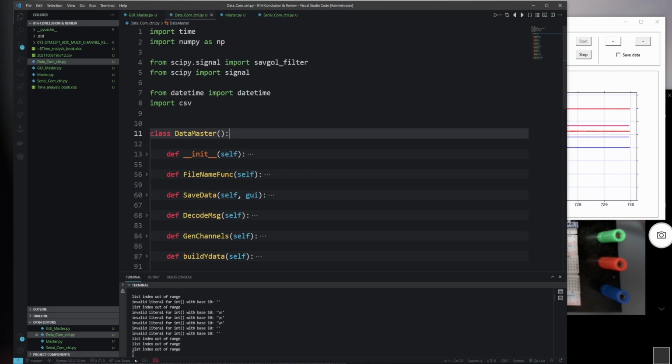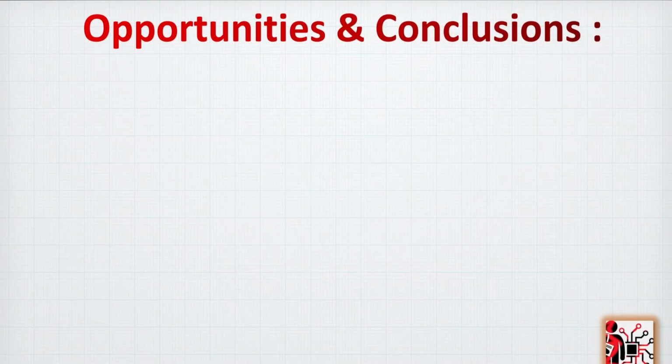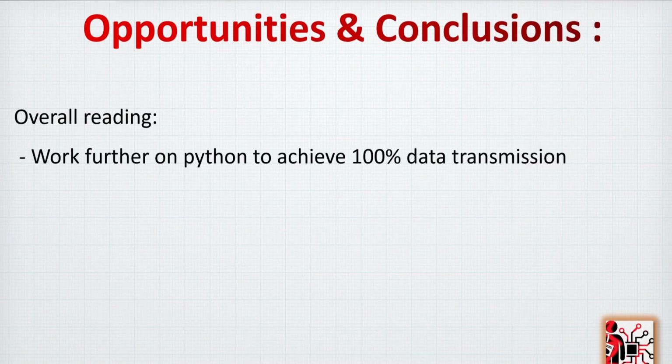So now let's go to the final conclusion and the opportunities that we have. Let's have a final look at the opportunities and conclusions that we can get from all that we have done within the 13 previous videos. First of all, the reading of the data is quite important, and maybe here, as we said, working further on the Python to achieve 100% data transmission will make the program much more efficient.